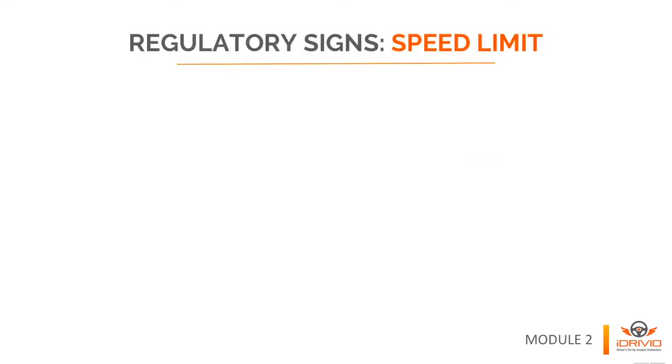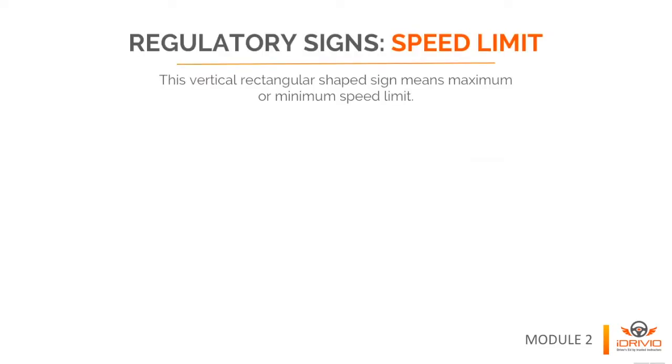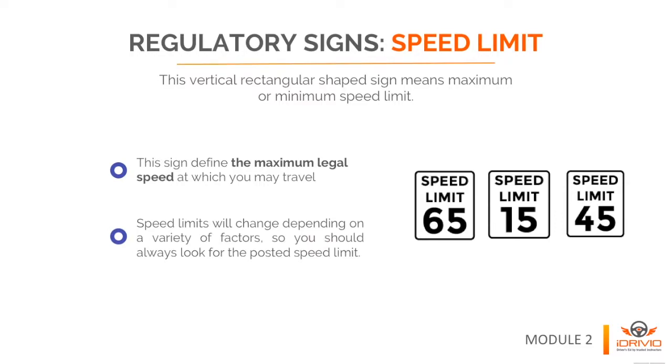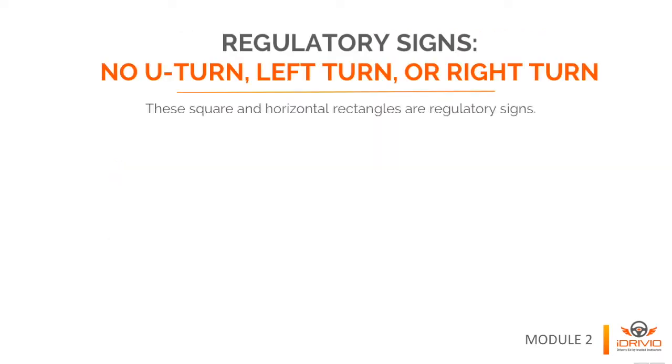This vertical rectangular shaped sign means maximum or minimum speed limit. This sign defines the maximum legal speed at which you may travel. You may occasionally see a minimum speed limit posted as well. It is illegal to travel slower than a minimum posted speed limit. Speed limits will change depending on a variety of factors, so you should always look for the posted speed limit. These square and horizontal rectangles are regulatory signs.